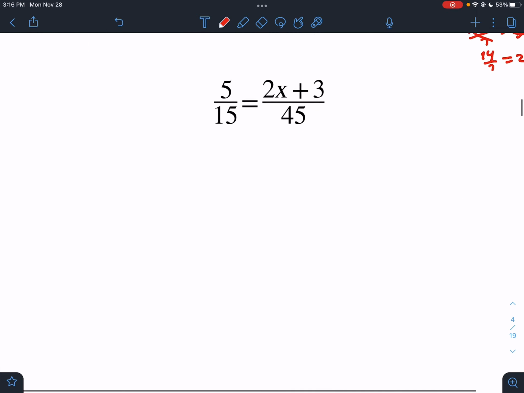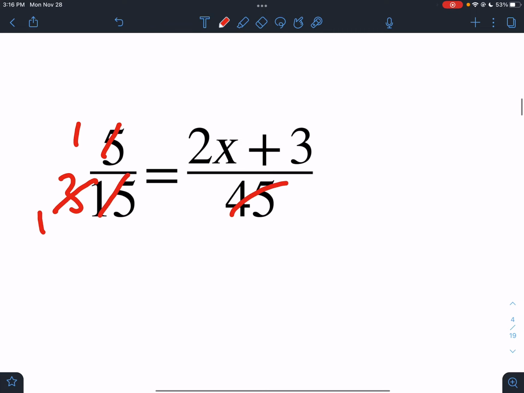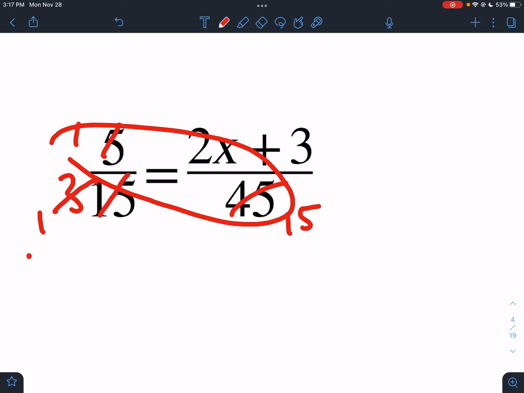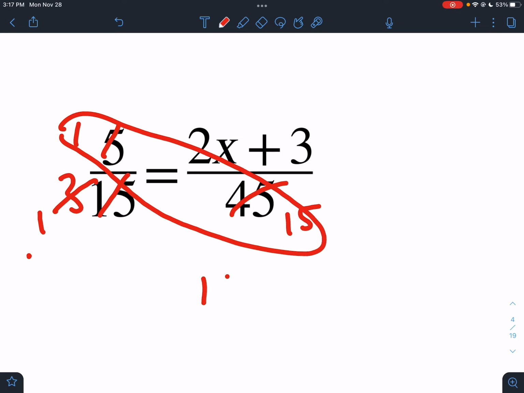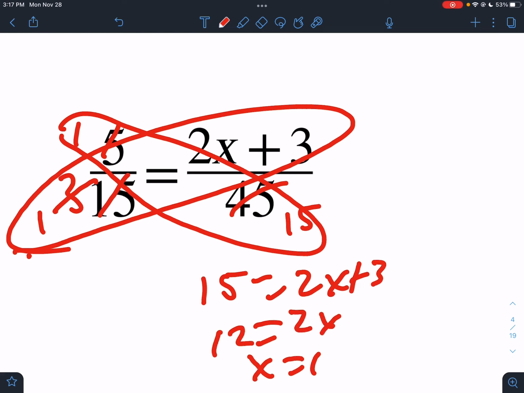Boom. Next one, I'm going to go a little quick, but same idea, 5 and 15. Okay, we reduce vertically, but we can also reduce horizontally, 1 and 15, right? 3 and 45 reduces, so we're just left with ones. So 15 times 1 would be 15 equals 2x plus 3 times 1. Well, that's just 2x plus 3. So 2x has to equal 12, x has to equal 6.